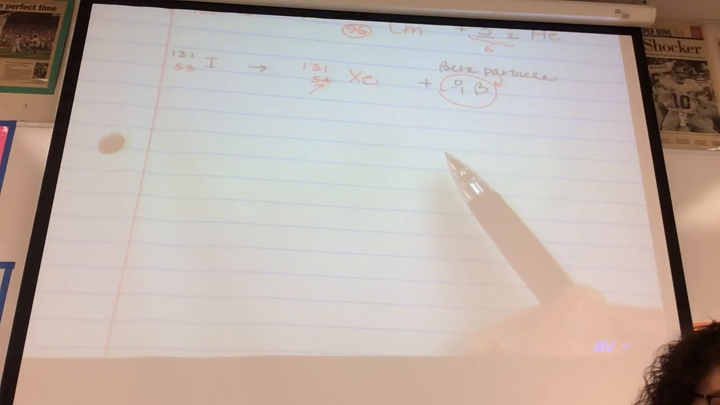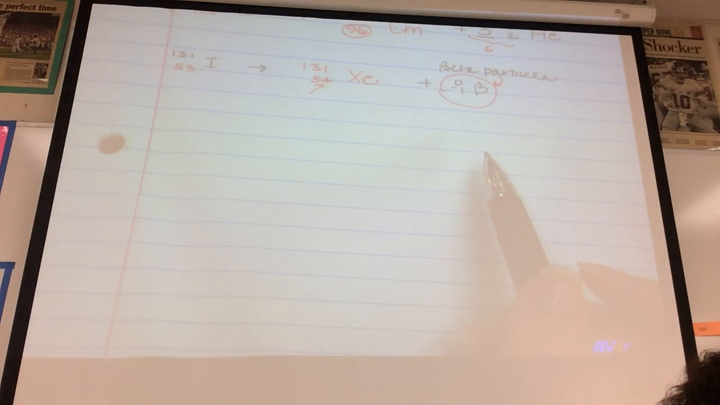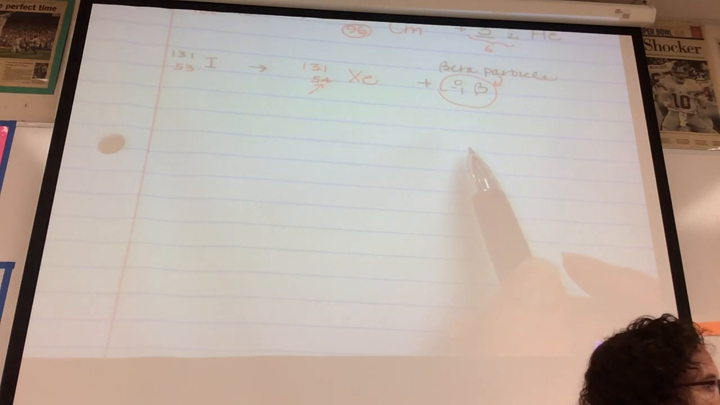Go ahead. So when there's a beta particle, it essentially results in isobars? Yep. If you have 1 beta particle, yes. If you have 2, then no. Okay, I take that back. No. Yes, a beta particle will always result in an isobar. Yes, you are correct. Very good.